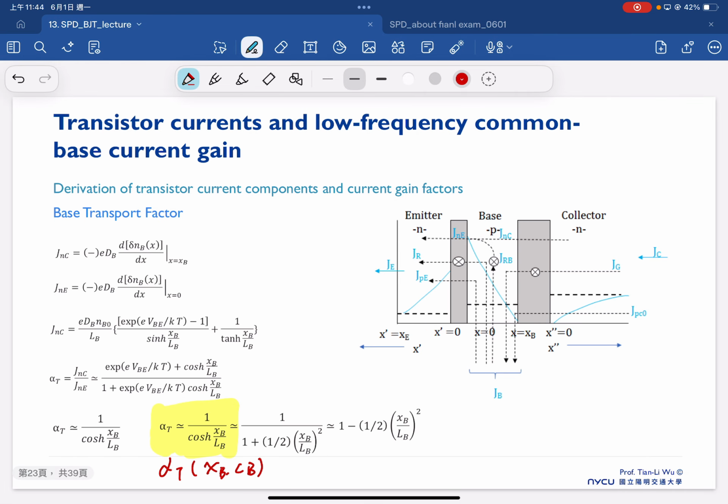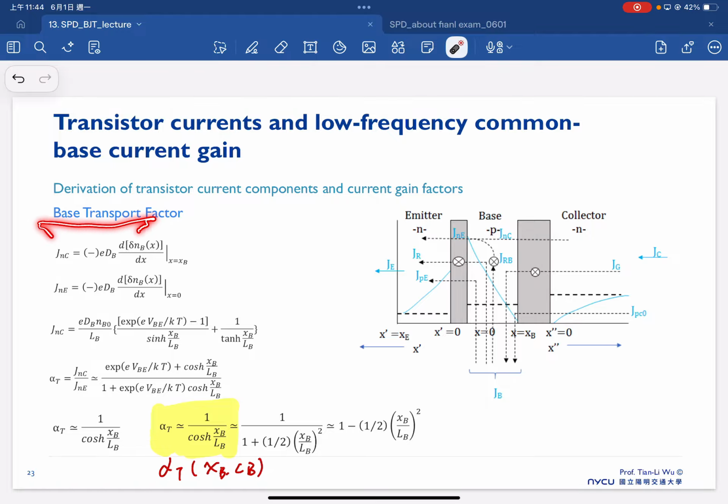So now we know that XB and LB will highly influence the base transport factor. But if you think about this again, you will feel it really makes sense. What does base transport mean? We are interested in how the base influences the current flow, and in the end the base transport factor will highly depend on XB, which is the base width, right? So that makes sense. And then LB is the diffusion length, which also makes sense here.